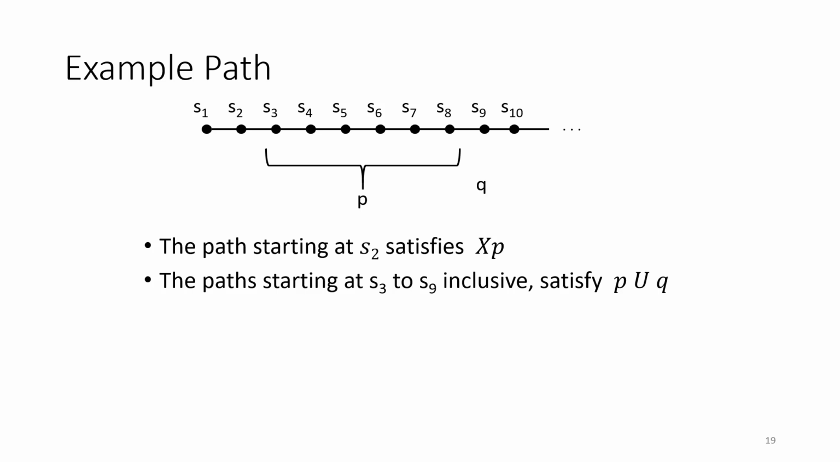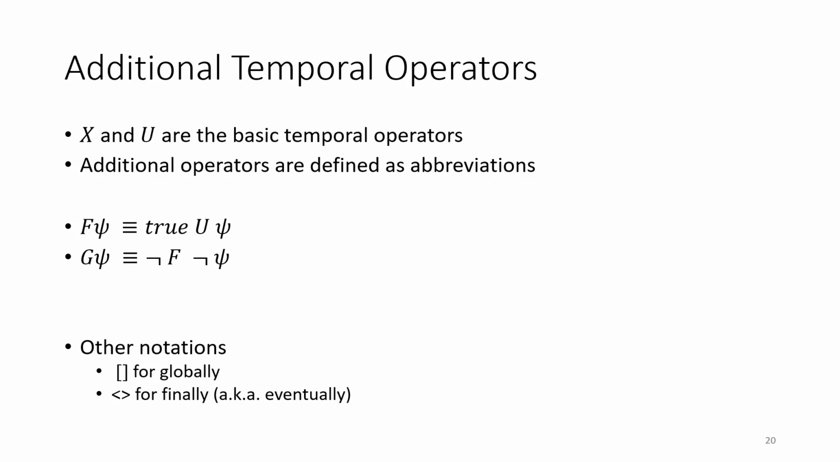P until Q doesn't hold from S1, right? Because Q eventually holds, yes, but in all the indices before, not in all of them P holds, because in index 1, P is not true. So this means that for the path starting from S1, we would not have P until Q. Okay, good. There are some additional operators, and they're simply defined based on these.